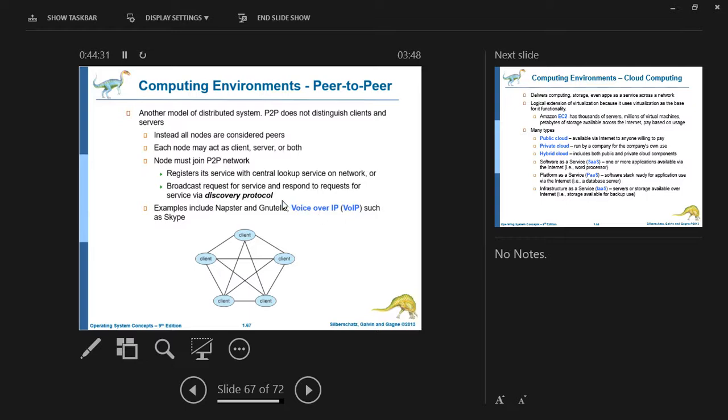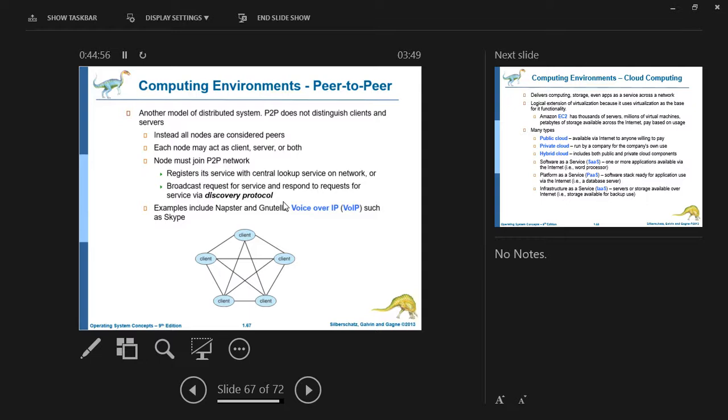Another model of distributed system is the peer-to-peer kind. It does not distinguish between client and server. Anybody can be a client, anybody can be a server here. This system can request some service because that system has some services, and this one may have some services that it needs. That's exactly how anybody can be a server and anybody can be a client.